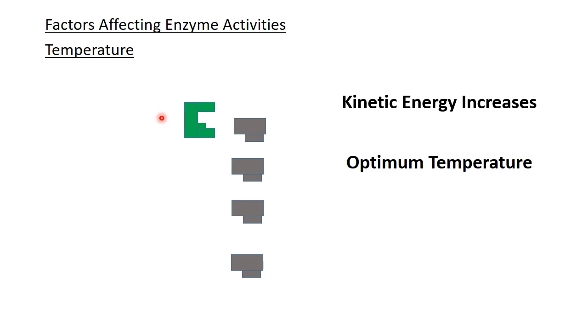Most of the enzymes that work inside the human body have an optimum temperature of 37 degrees Celsius. Why so? Because that is the normal temperature for a human body. So around 37 degrees Celsius, they work well. When you reduce the temperature, they won't work well. And when you increase the temperature, something is going to happen. So what happens if you increase the temperature above the optimum temperature?